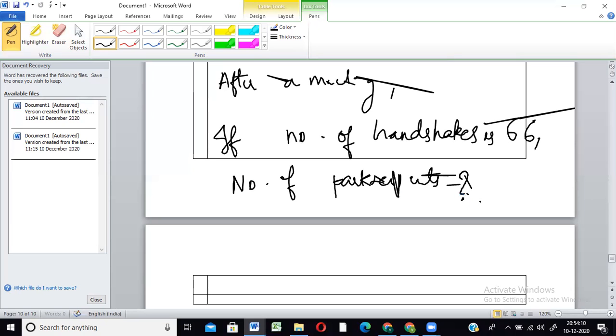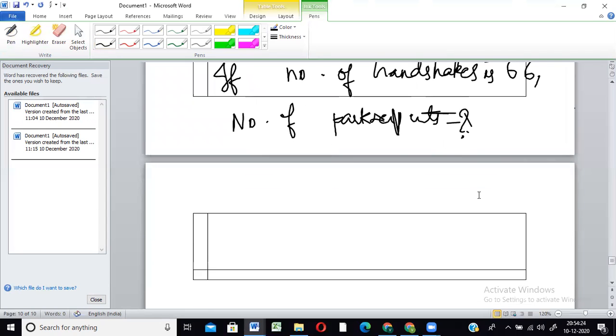This question is talking about a meeting where every person shakes hands with every other participant. If the total number of handshakes done in the meeting were 66, you have to find out how many participants were there in the meeting. So how many people will be there? We might think everyone will shake hands 66 times, so maybe there will be 66 people. No, it is not like that. So you have to find the total number of participants.